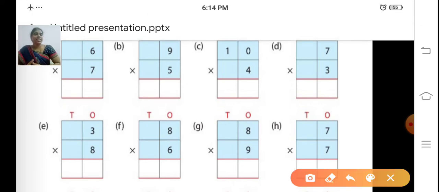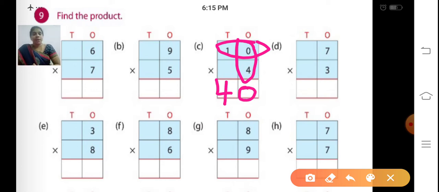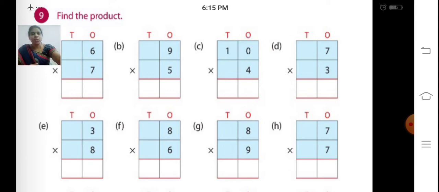So if you know 10 tables you can do it directly, or you can split that also, that we will see later. Now 10 4s are 40. Or else you can do it separately also, that we will see how to multiply. So as we know 10 tables, I am just writing the answer directly. 10 4s are 40. Now next one.